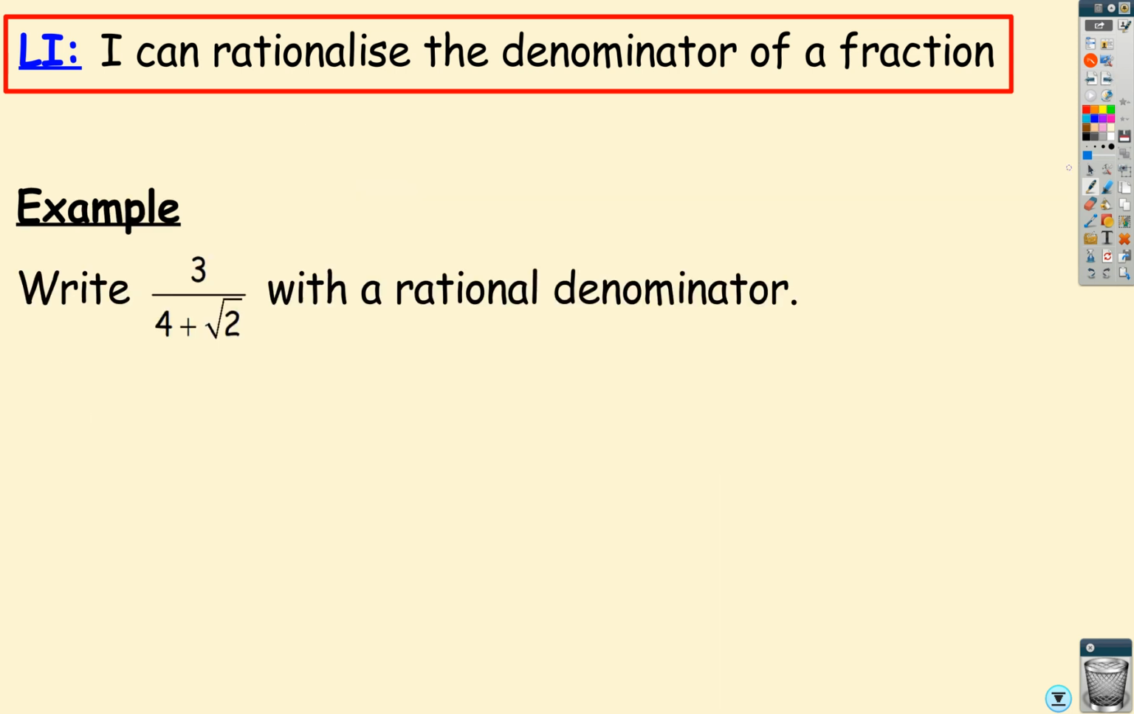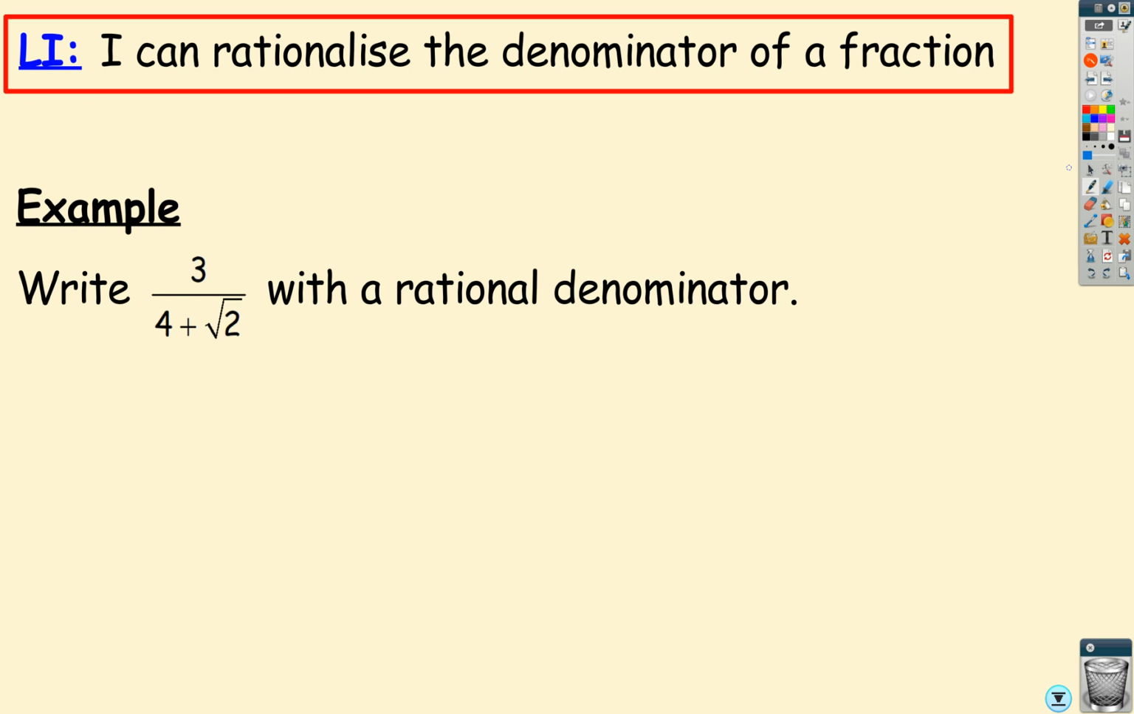Right, this is very much an extension one, okay? So this is optional. You will not get asked this really at National 5, but I know there are some of you out there that would be keen to see something like this maybe. So let's have a wee look. Write 3 over 4 plus root 2 with a rational denominator.